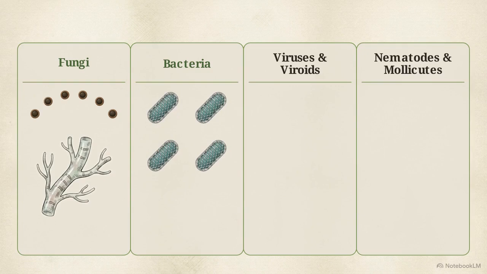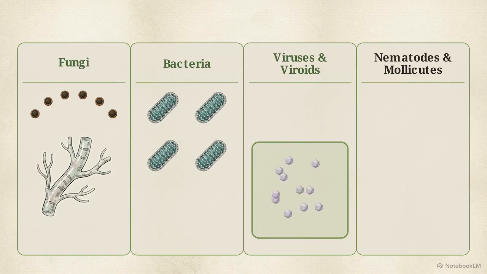Then we get down to the absolute smallest scale, viruses and viroids. These don't have cell walls at all. Because they cannot survive on their own, they act as microscopic hijackers. They invade a plant's cells and force the plant's own internal machinery to make copies of the virus.